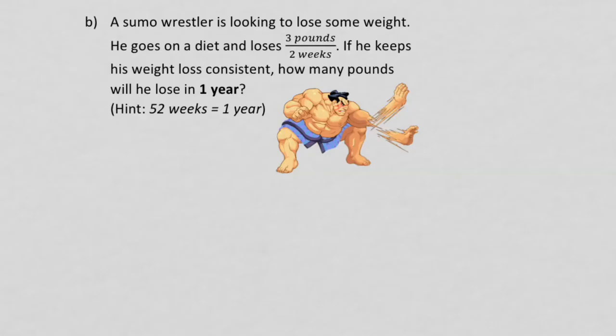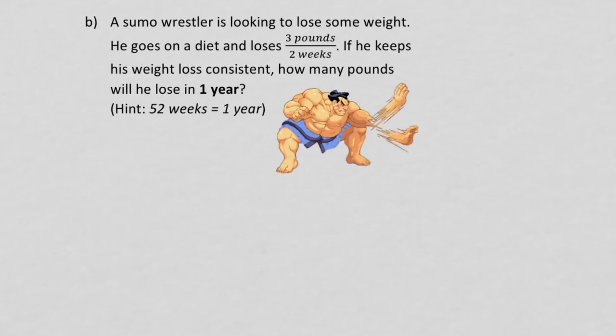How do I do that again? A sumo wrestler is looking to lose some weight. He goes on a diet and loses 3 pounds every 2 weeks. That's what that means, 3 pounds for every 2 weeks. If he keeps his weight loss consistent, how many pounds will he lose in 1 year? Hint, 52 weeks is the same as 1 year.